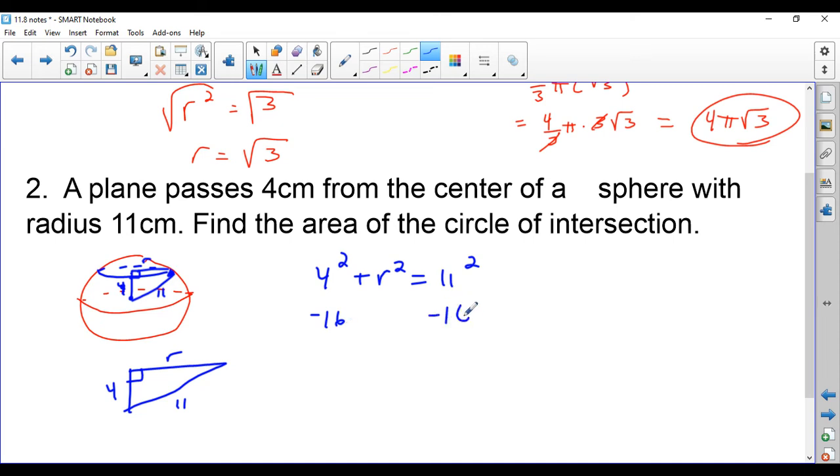So I'm going to subtract 16 from both sides. So I have 11 squared, which is 121, minus 4 squared, minus 16, and I get 105. Now I want to find the area of the circle. So to find the area of the circle, I'm going to use pi r squared. So I might as well just take the r squared, the 105. Pi times 105 is 105 pi centimeters squared. I don't need to take the square root of 105 and then square it in the formula. I might as well just plug the radius squared in.